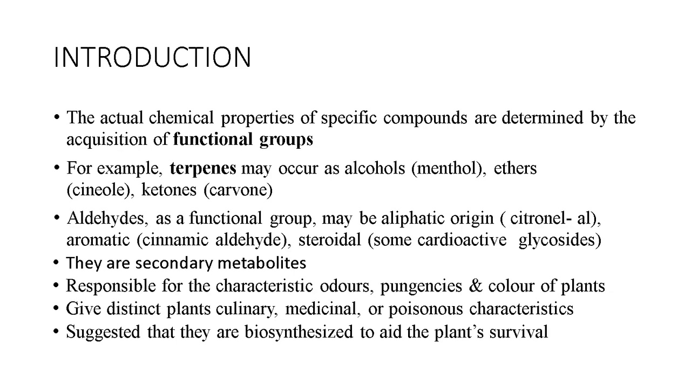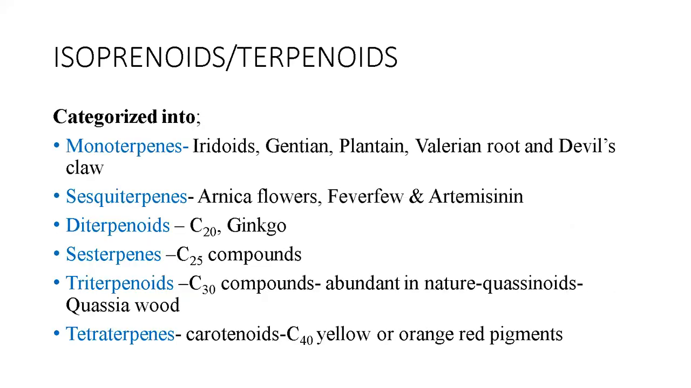So they give distinct plant, culinary, medicinal, or poisonous characteristics. It is suggested that they are biosynthesized to aid plant survival. So plants will use it as a survival mechanism to scare off predators. So they have the following groups, and these groups go down by the number of carbon units.